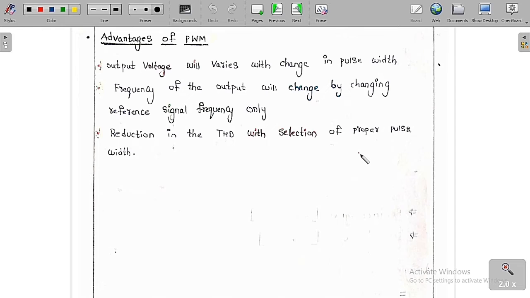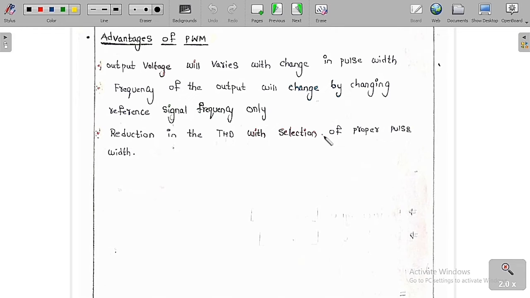If you want to remove any harmonic from the output voltage, you have to go for the specific value of the pulse width. If you apply that, you can definitely remove that harmonic from the output voltage. Basically we are going to get three advantages.